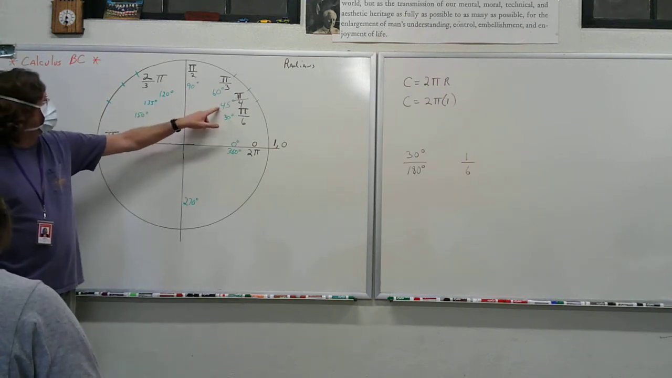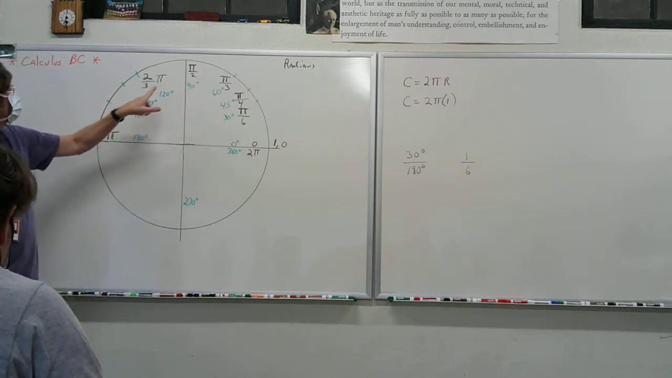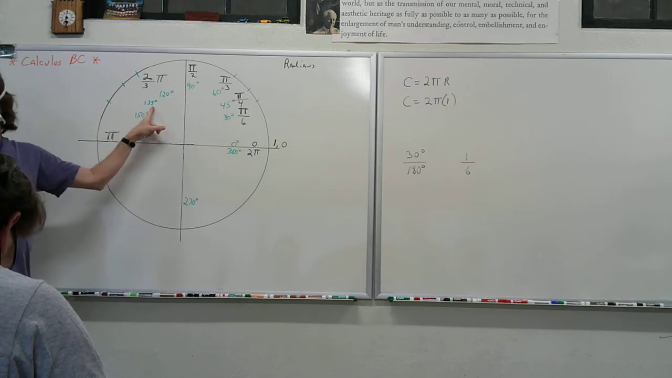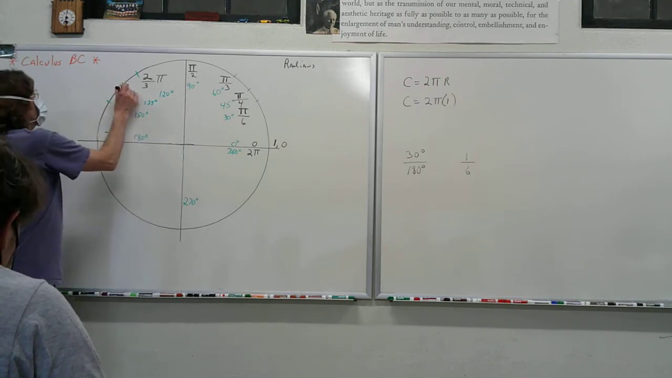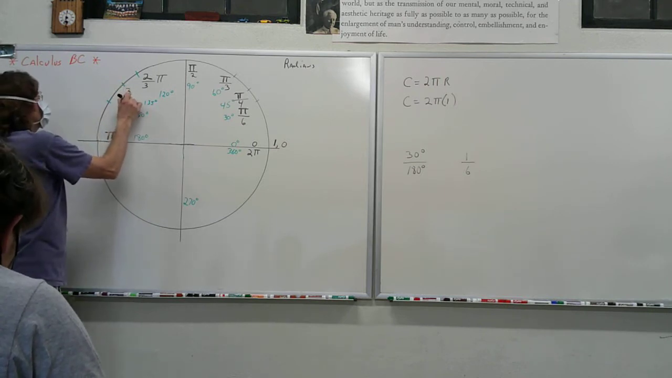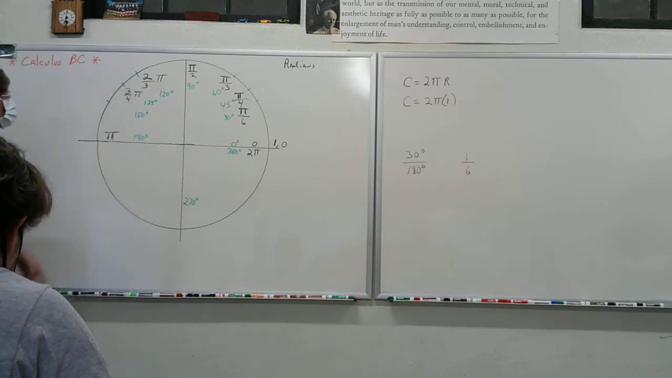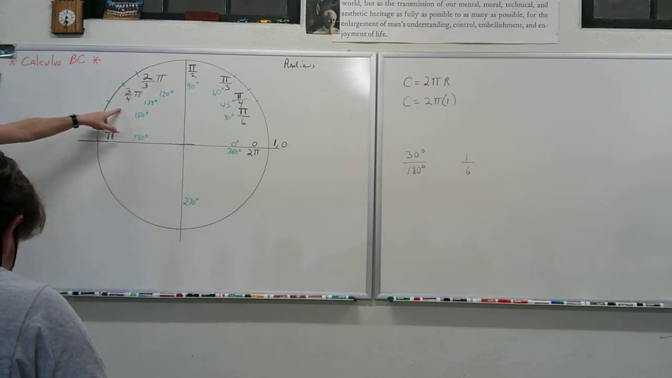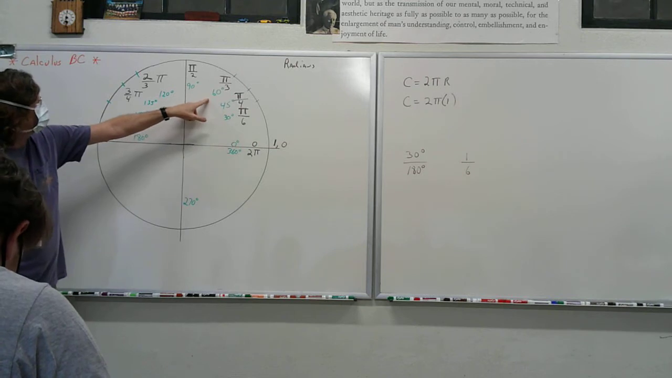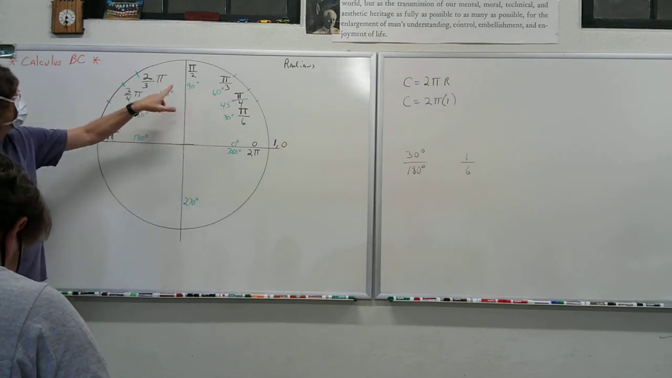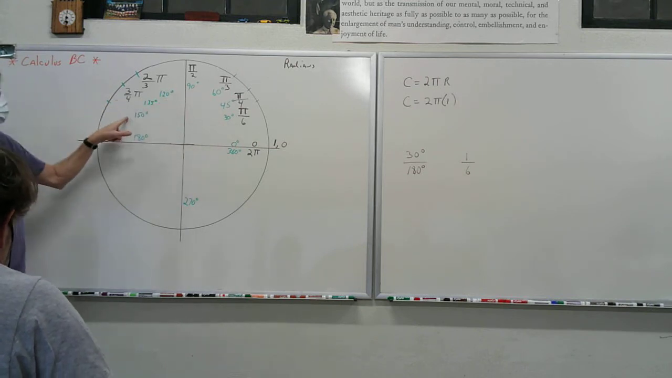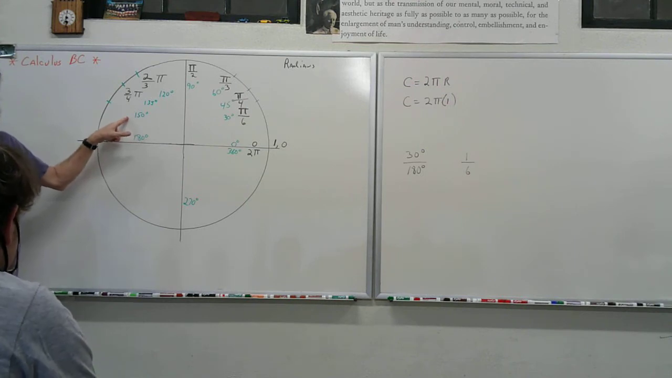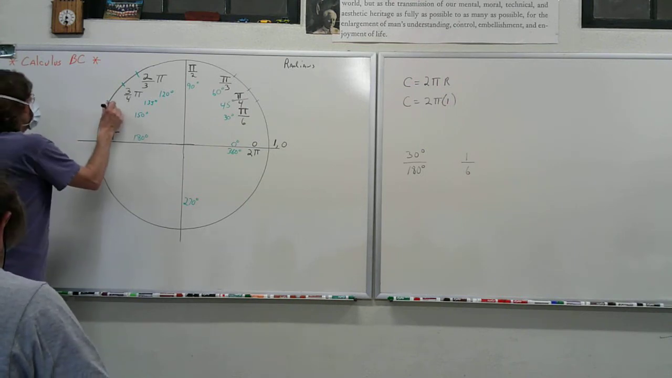135 degrees. Okay, there's 1/4, 2/4. So how many fourths is this? 3/4. And then this one's a little bit of a pain because there's 1/6, 2/6, 3/6, 4/6, and then how many sixths is that? 5. If you're not sure, watch this.